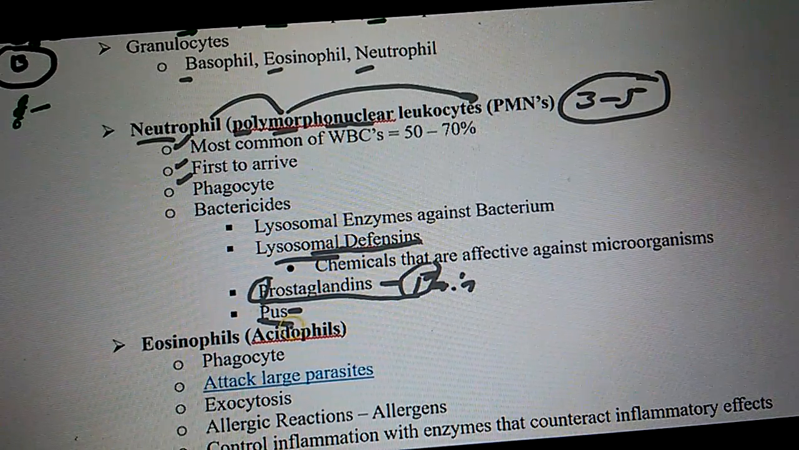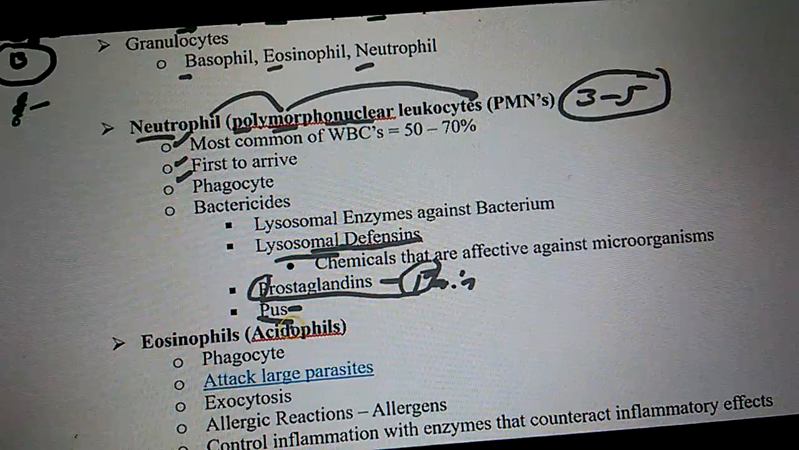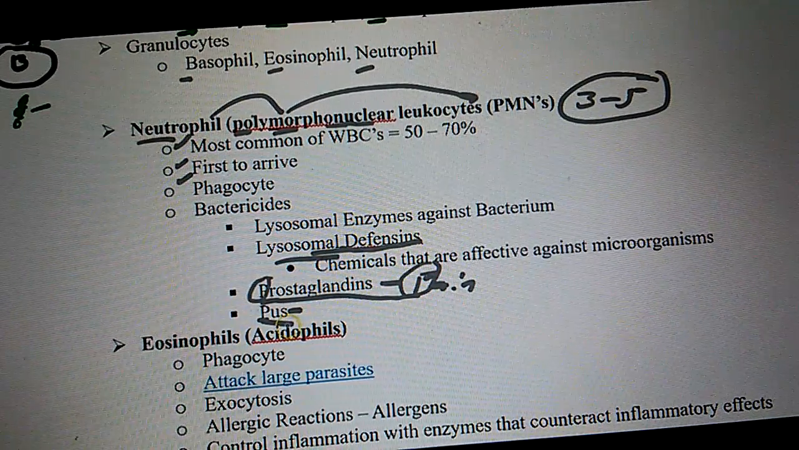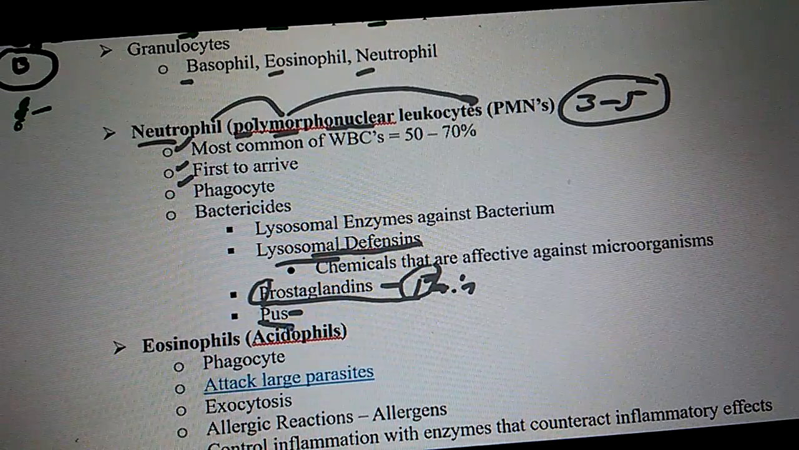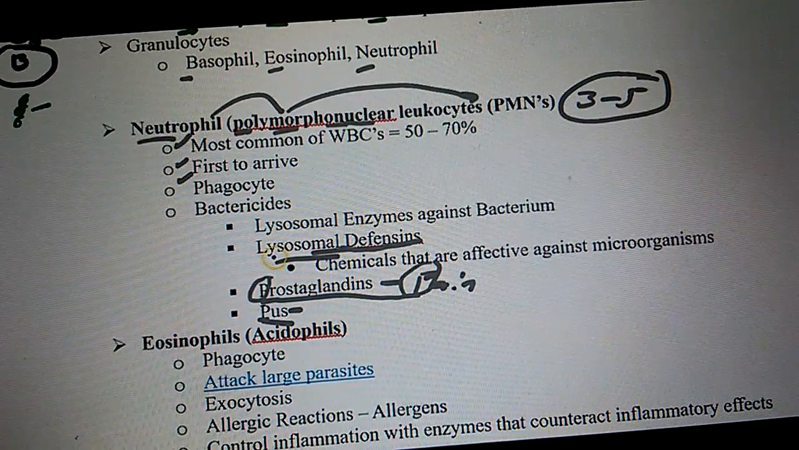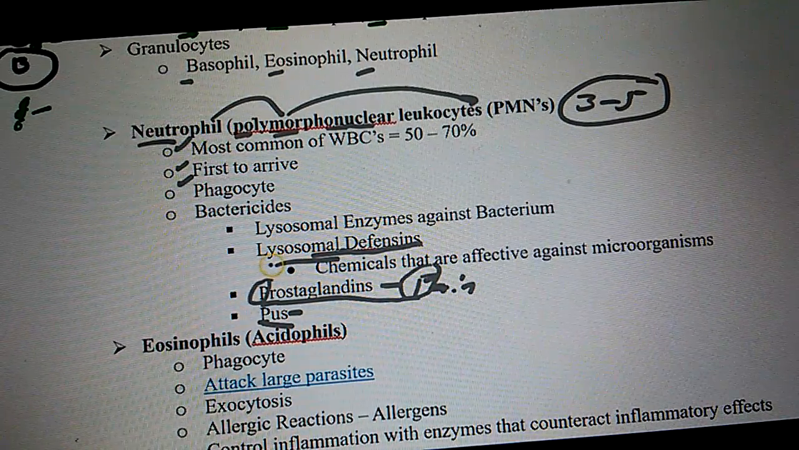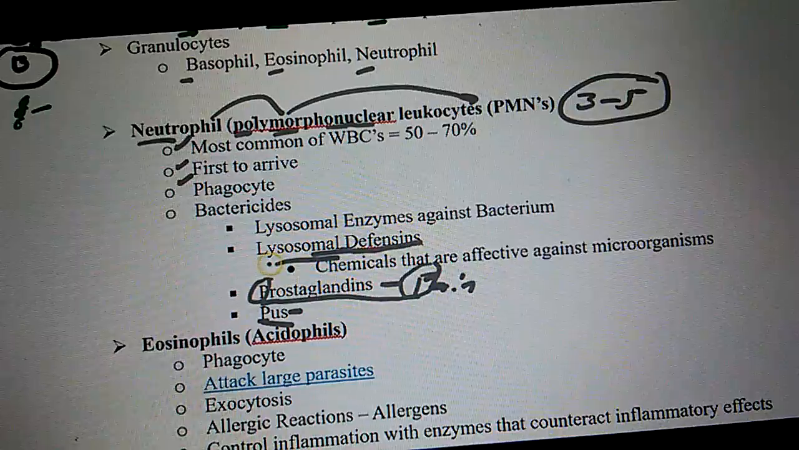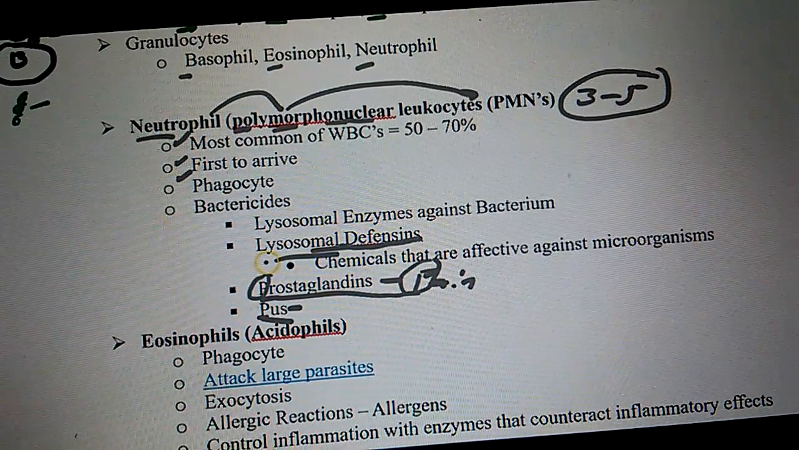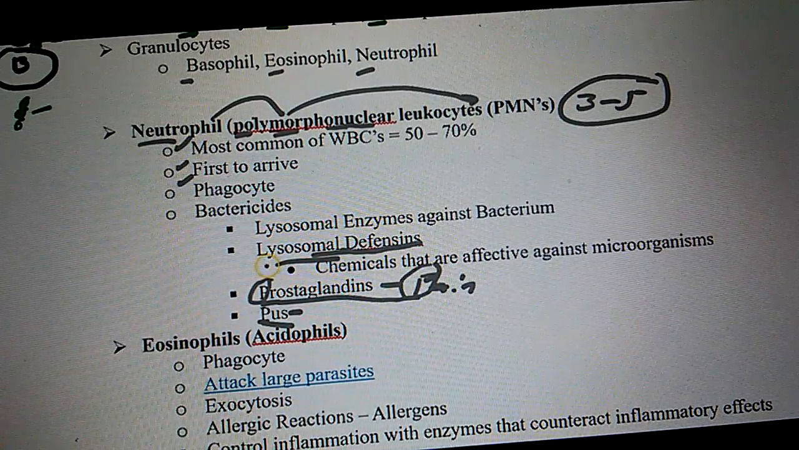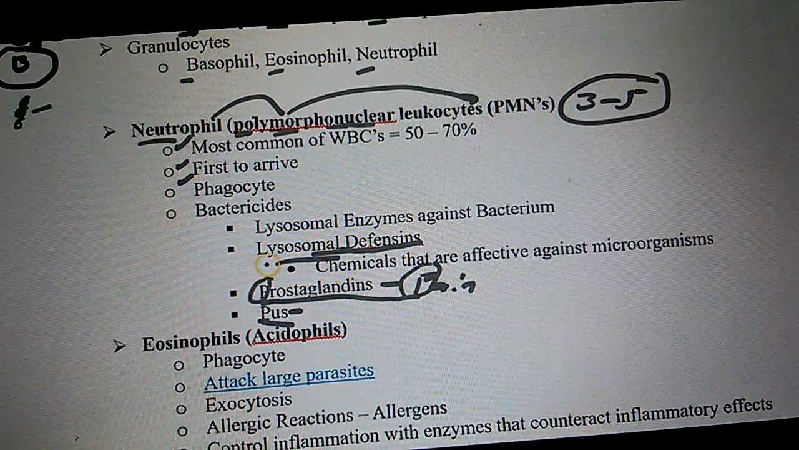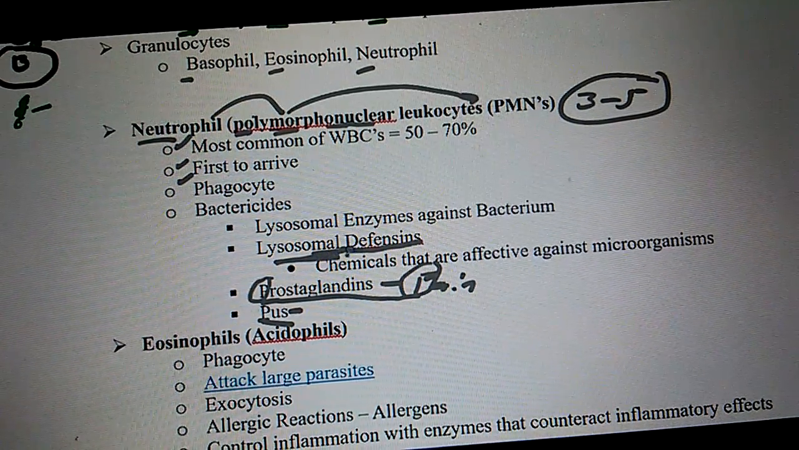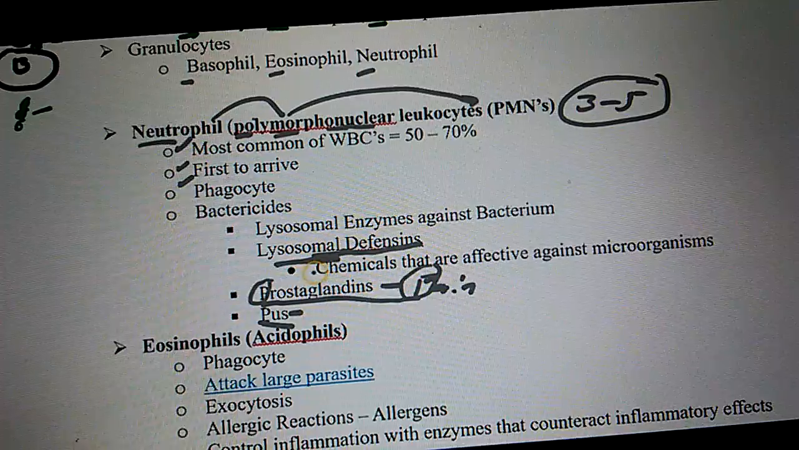Name a white blood cell that produces prostaglandins? Neutrophil. What's the first to arrive at the site of an infection? Neutrophil. What type of white blood cell is most abundant? Neutrophil. Do the neutrophils release lysosomal defensins? Yes.